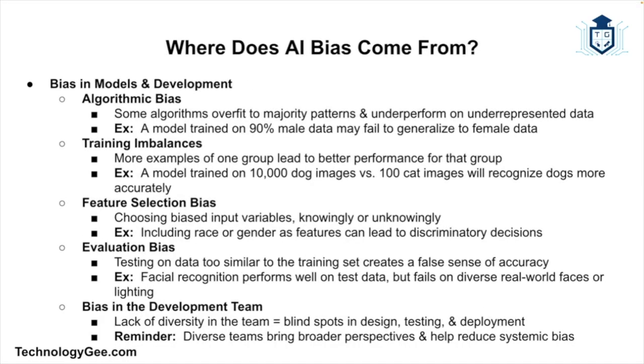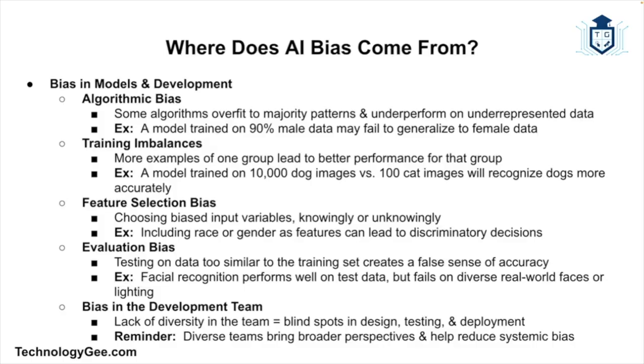Now, even with good data, bias can still sneak in during development and deployment. And we have what is called algorithmic bias. So some algorithms inherently favor majority patterns in the data and ignore outliers. An example of this would be a model that is trained on 90% male data might not learn enough about female patterns because it focuses on the most common data.